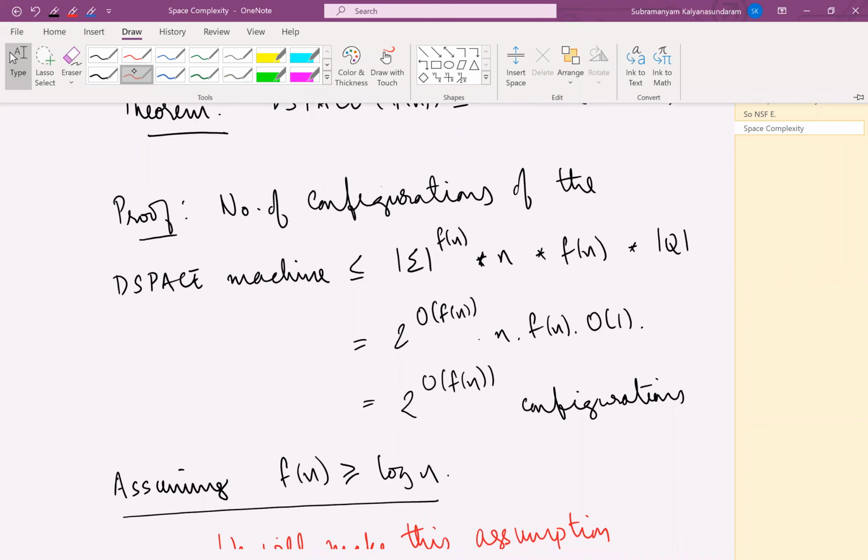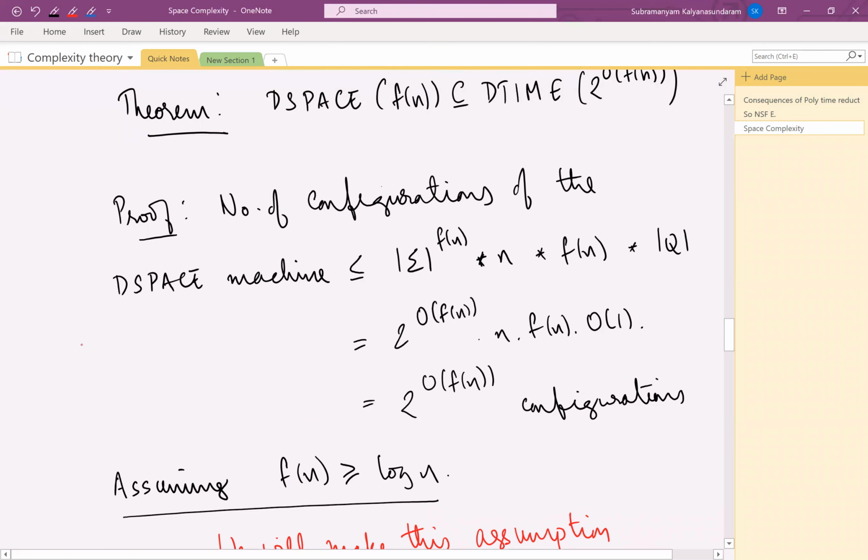What I mean is, there is a tape for the D-space machine. The input is fixed, and the work tape has order f(n) length, and there could be sigma symbols, many symbols that could be in the first location, second location, and so on. So this work tape can contain possibly sigma power order f(n) patterns.